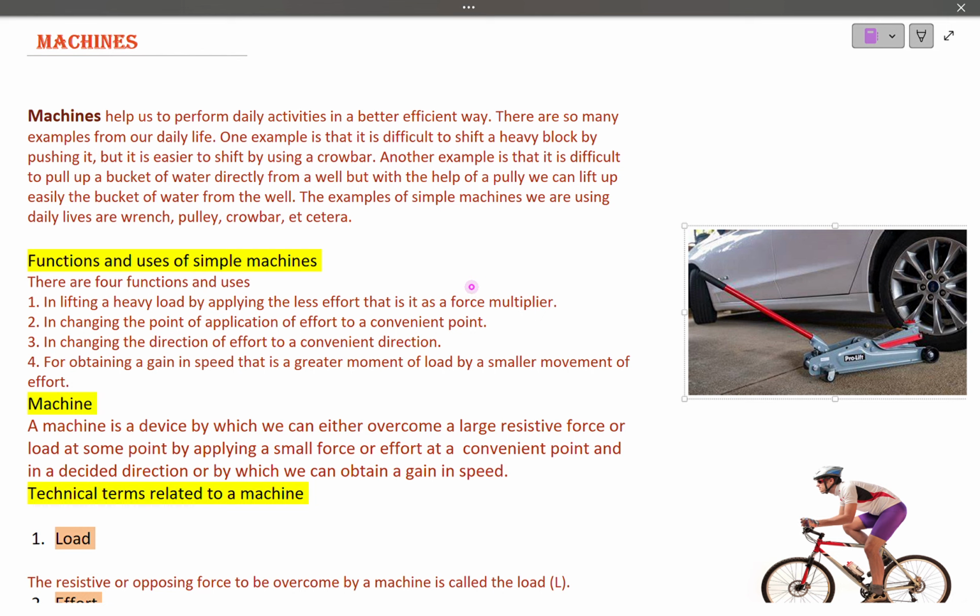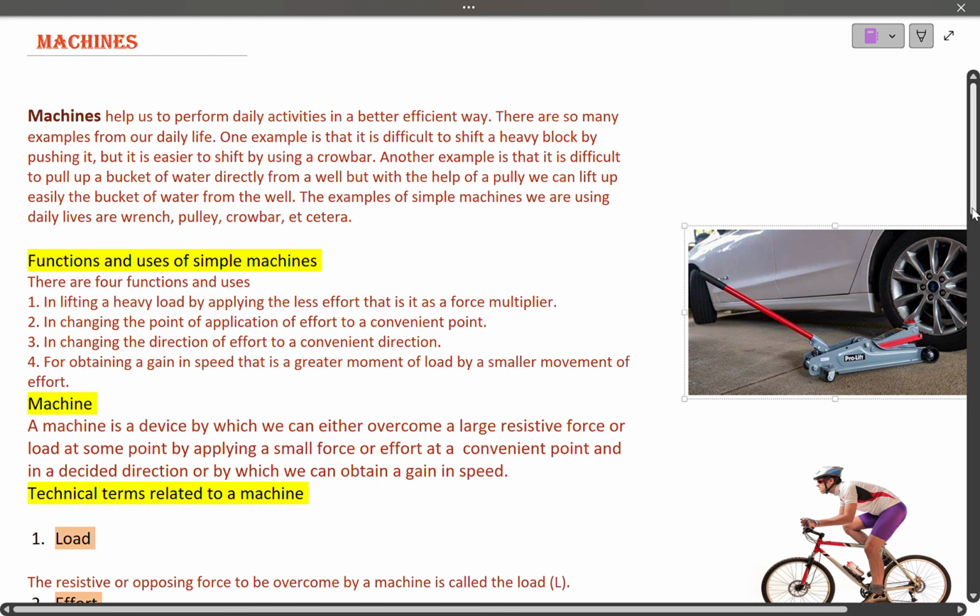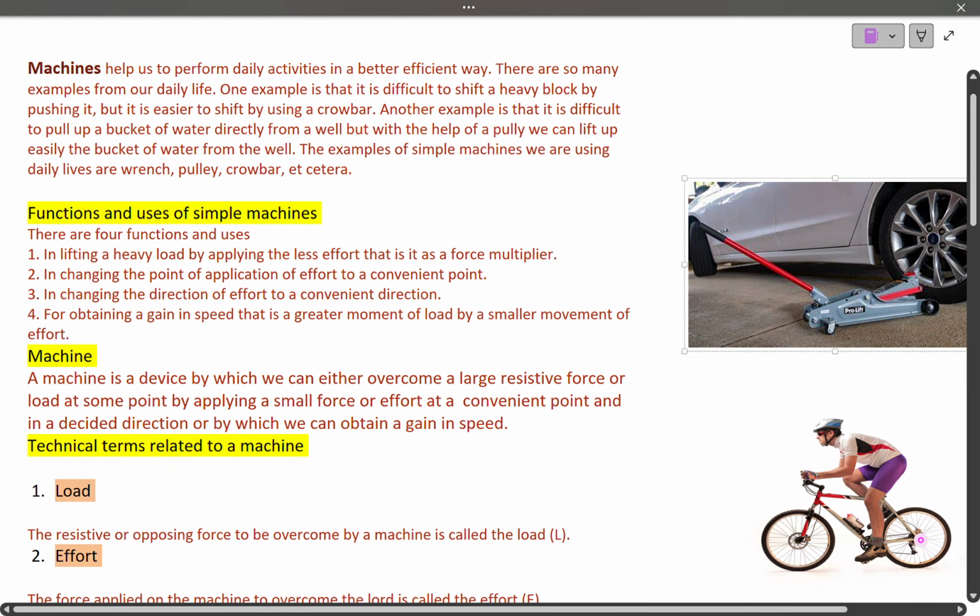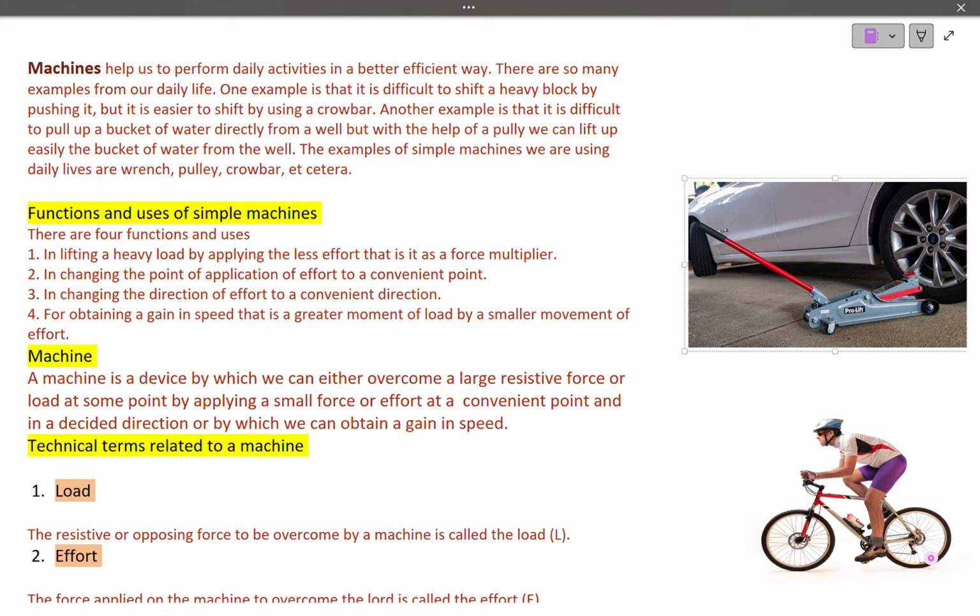The second point is changing the point of application of effort to a convenient point. Example, the rear wheel of the cycle. You can see on the right side, the rear wheel. This is the rear wheel on the cycle, and it is rotated with the help of the chain. Here a chain is there, and here is the pedal. So this rear wheel is able to rotate with the help of a chain joined to a toothed wheel by applying the effort on the pedal attached to it.